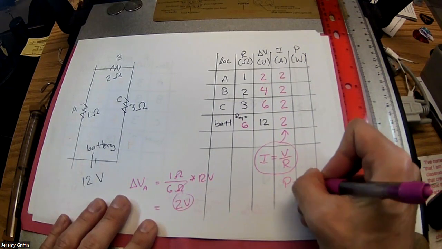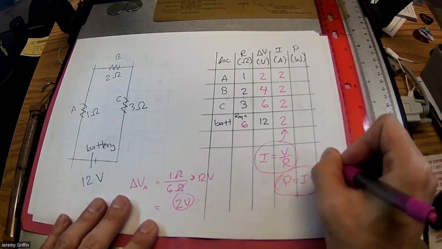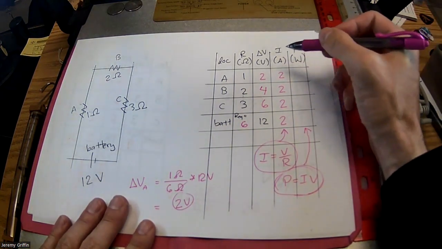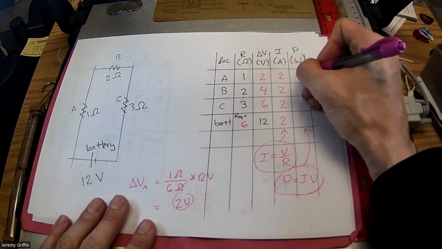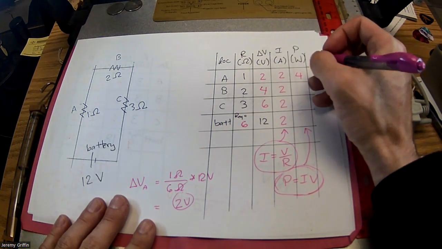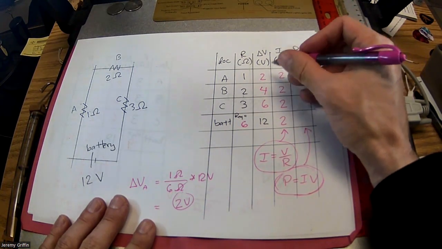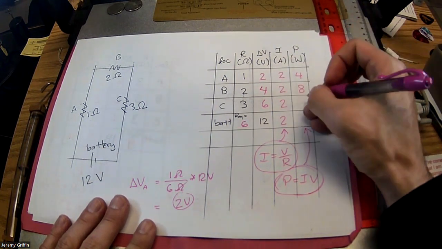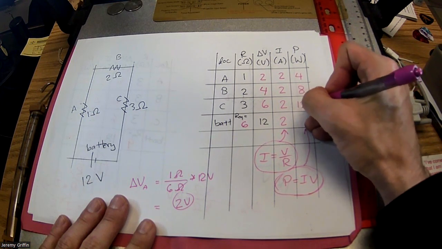Power is current times voltage, or current squared times resistance, or voltage squared divided by resistance. Same thing. So 2 amps times 2 volts is 4 watts. 2 amps times 4 volts is 8 watts. 2 amps times 6 volts is 12 watts.